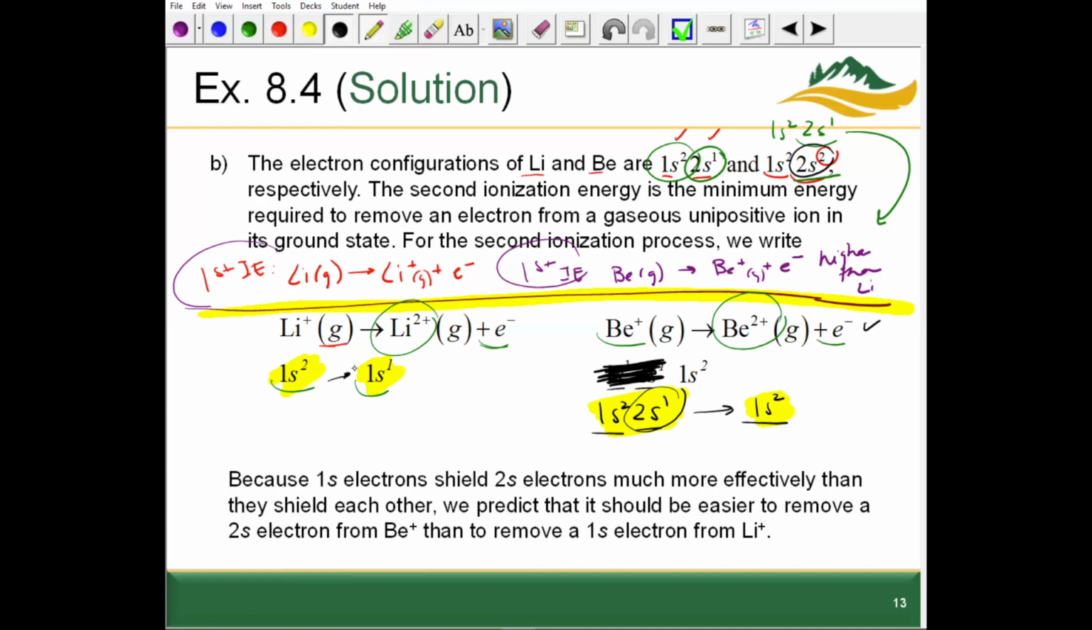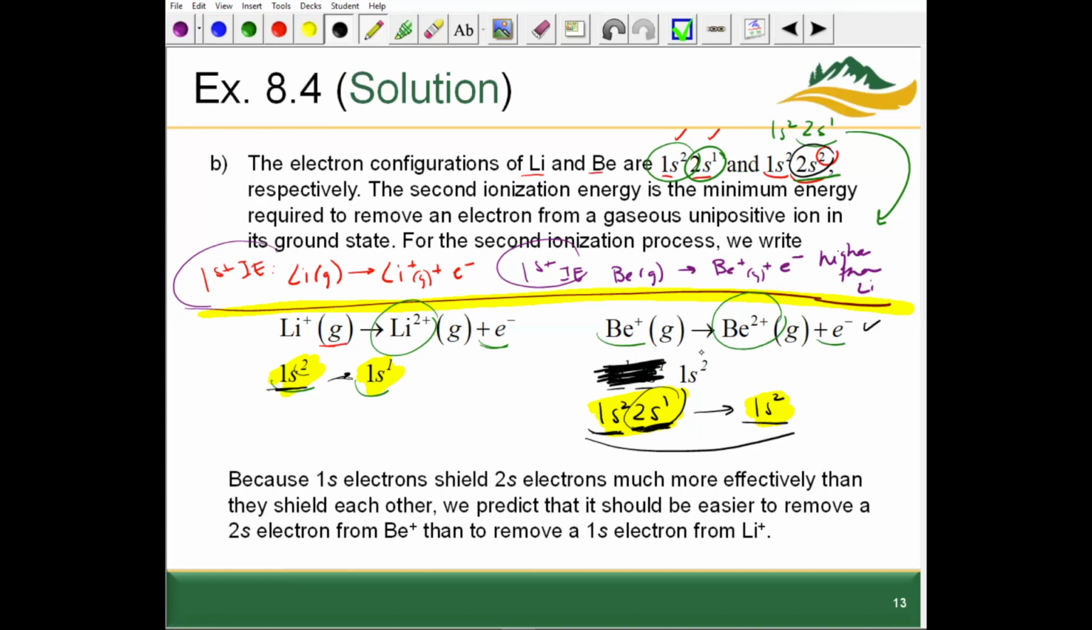Which transition will require more energy? Well, for beryllium, these 1s electrons are shielding this 2s electron. That means these 1s electrons are making it a little easier for this electron to be removed from the 2s subshell. This means it's easier to remove this 2s1 electron from beryllium than it is to remove an electron from the 1s subshell for lithium. So this difference here will take more energy than this difference here.